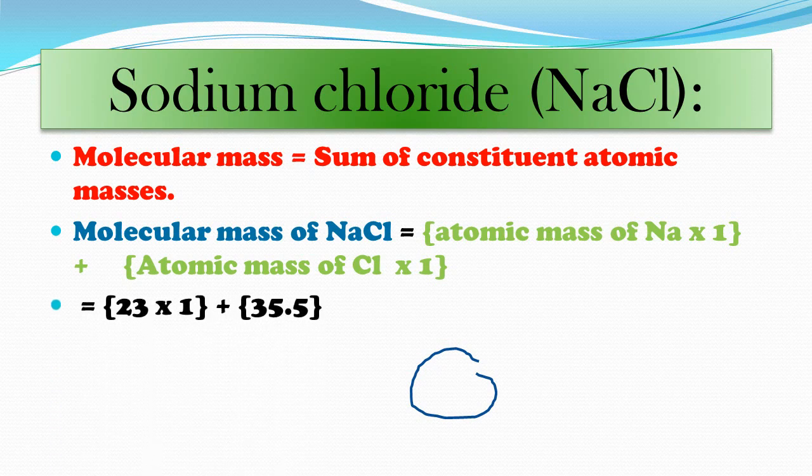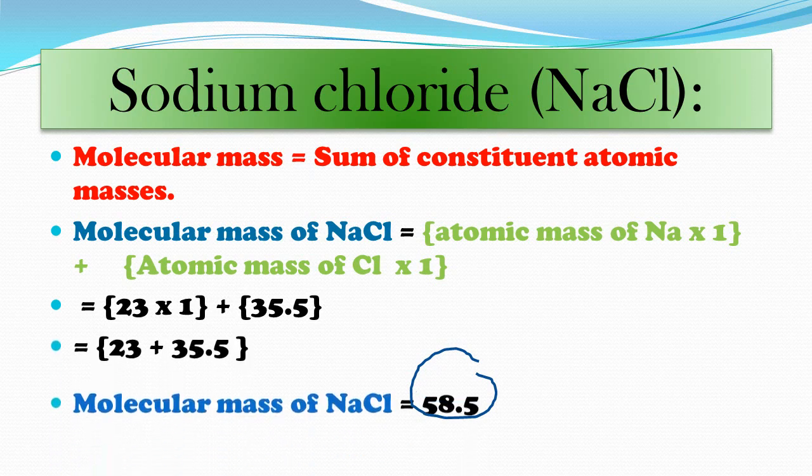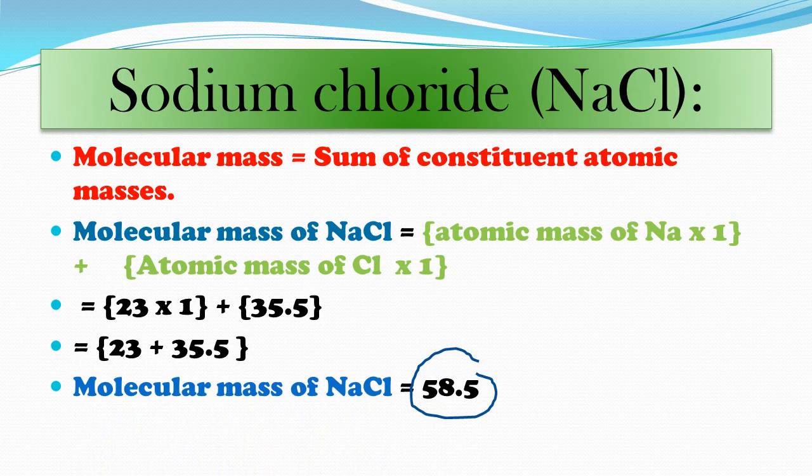Now let's move further. The atomic masses of sodium and chlorine are given in your textbook. The atomic mass of sodium, Na, is 23 multiplied by 1, and the atomic mass of chlorine is 35.5. Again I am repeating, atomic mass is the sum of the number of protons and neutrons in the atomic nucleus of that element. So 23 plus 35.5, the molecular mass of sodium chloride, NaCl, equals 58.5. We just have to add both the atomic masses of the atoms.